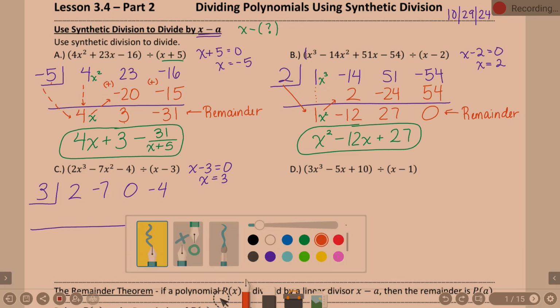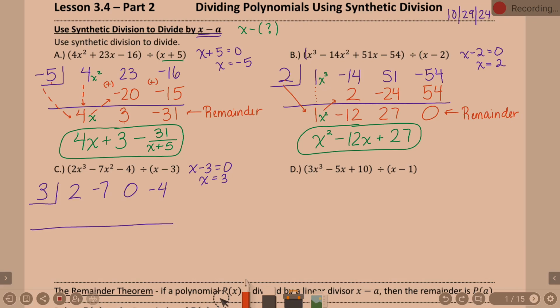What am I doing? Drop the 2. And then what? Multiply.